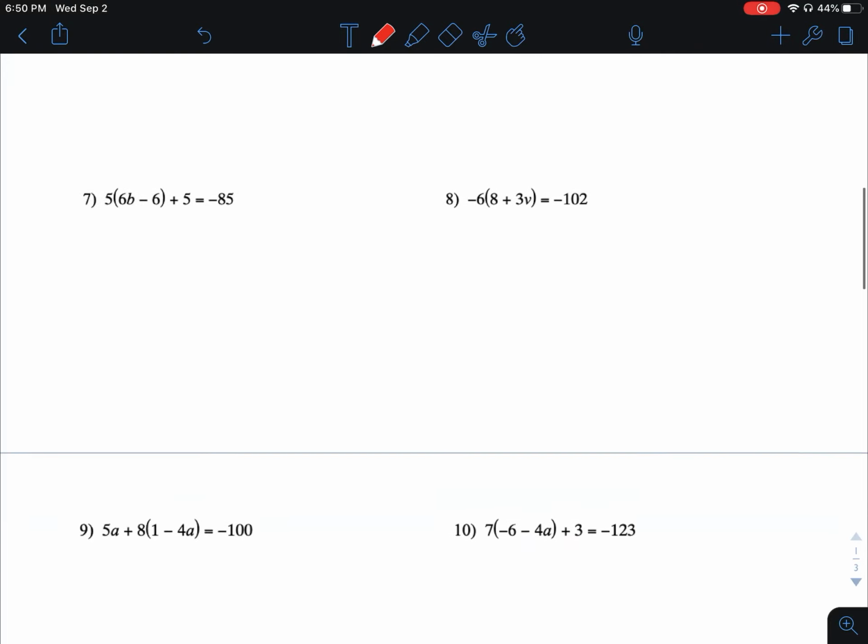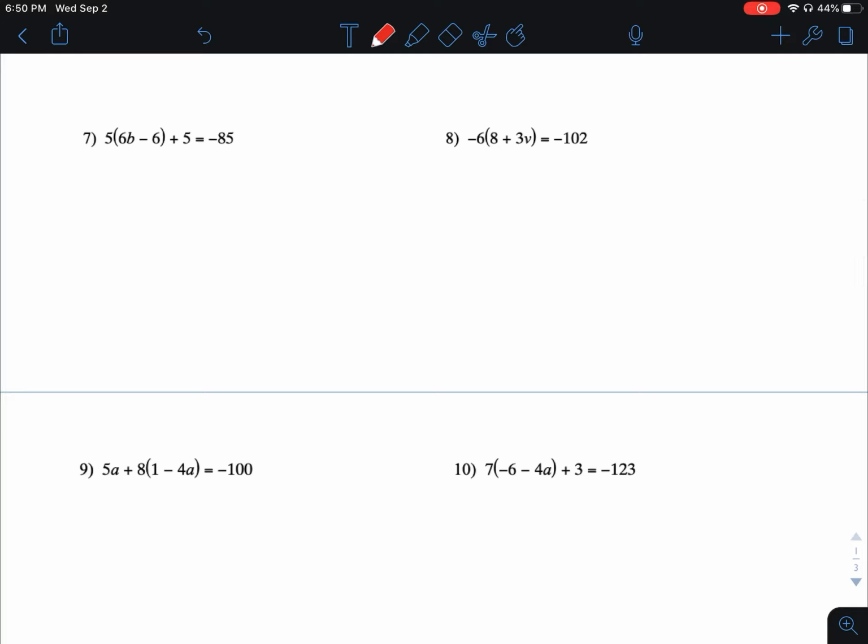All right, then we get down here to 7 and on. Notice we have distributive property. Okay, you may know this as distributive property or rainbow method. So if we look at number 8, I'm taking this negative 6 and I'm distributing it or passing it out to the two items that are inside the parentheses. And we're multiplying this. So negative 6 times 8 is negative 48. And then negative 6 times, this is a positive 3 because there's a plus there. So this is going to be negative 18v. And this equals negative 102.